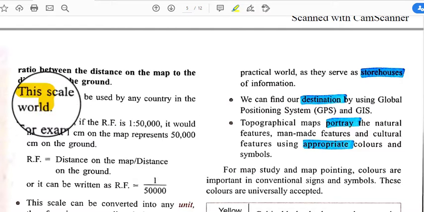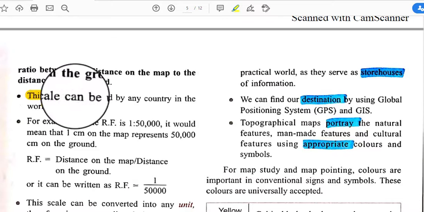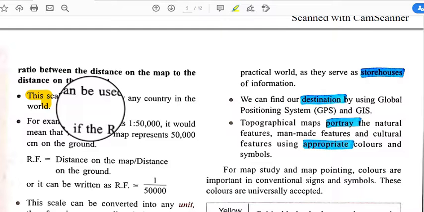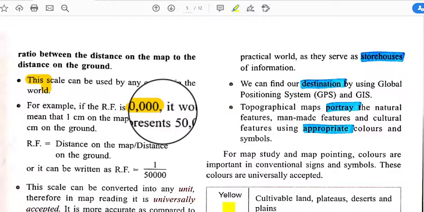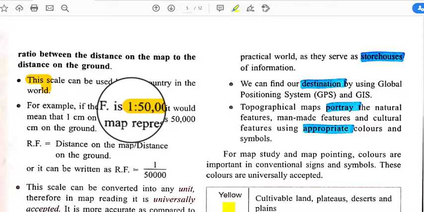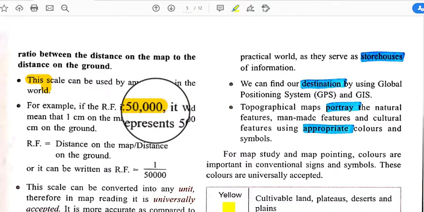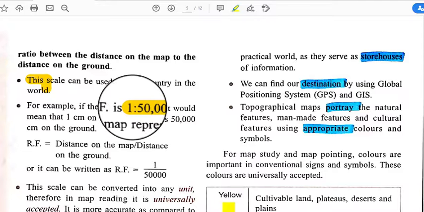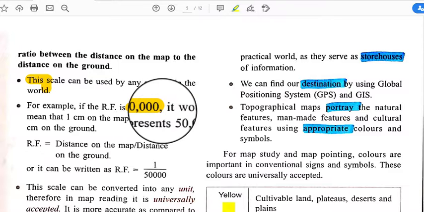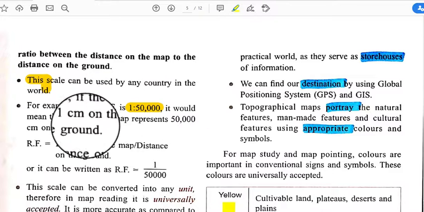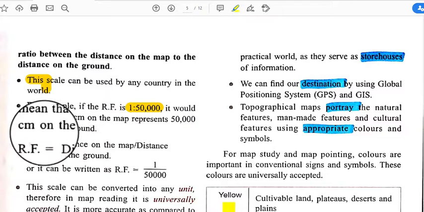In this kind of scale there are no units. Any country can put their selected units and measure the distance or the map's area or size. For example, if the RF is 1:50,000, you can see there is no unit. Here the first number is the distance of a place on the map, and the second is the ground distance. That means every 1 centimeter on the map represents 50,000 centimeters on the ground.